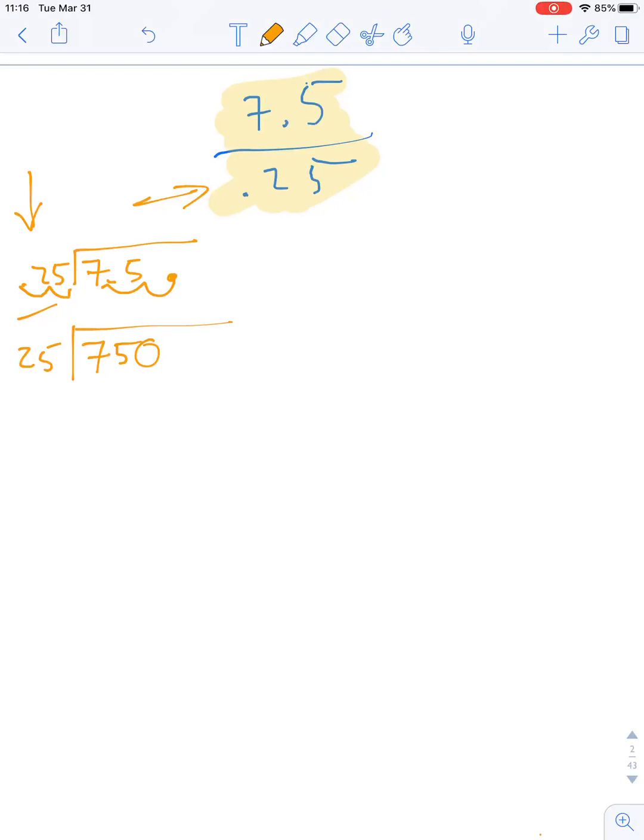So what we're going to do here is our new problem is basically 750 divided by 25. 25 doesn't go into 7. 25 goes into 75, though, 3 times. 3 times 25 is 75. And there's going to be no remainder. So this number is a 0. So the answer to this problem is 30.